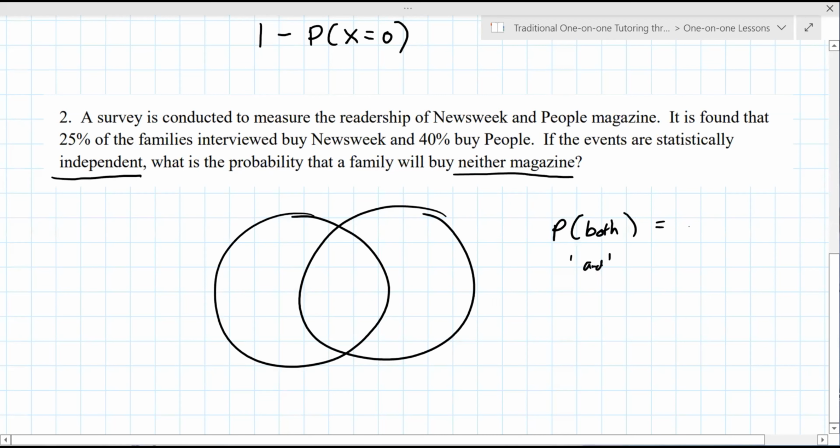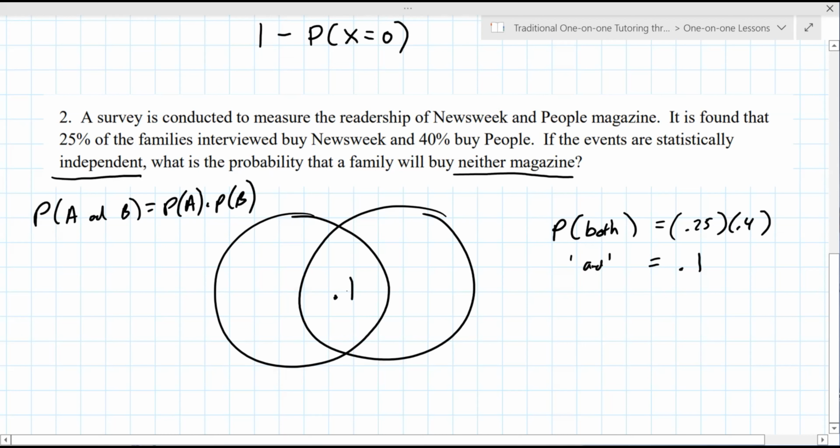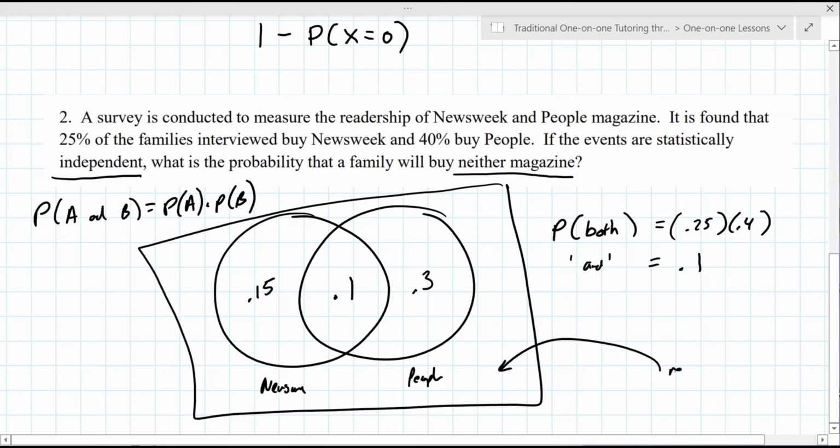In this case you just multiply the numbers together, 0.25 times 0.4, and that's because they're independent. When they're independent, the probability of A and B equals the probability of A times the probability of B. So 0.25 times 0.4 is 0.1. 0.1 is what goes in the middle. Let's say this is Newsweek and this is People. If this whole circle is 25%, that means the one on the left is 0.15. And if this whole circle is 0.4, that means this is 0.3. The neithers are out here. So we add up these three numbers, 0.15, 0.1, and 0.3, which is 0.55. That means 0.45 buys neither.